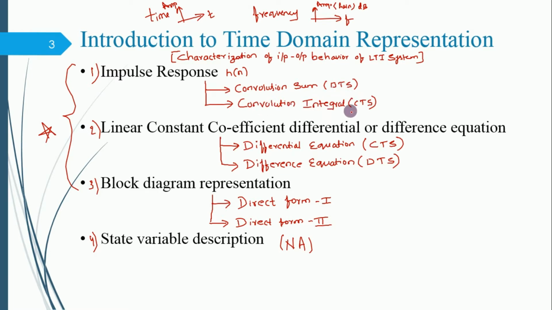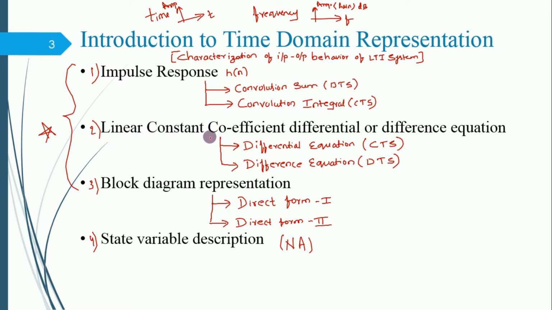Convolution integral is applied for continuous time systems. Up till now in the first chapter, we were calling DTS as discrete time signal, CTS as continuous time signal. Henceforth, throughout the subject, whenever I use the short form DTS or CTS, abbreviate it as discrete time system or continuous time system. Okay, so integral for continuous, sum for discrete.